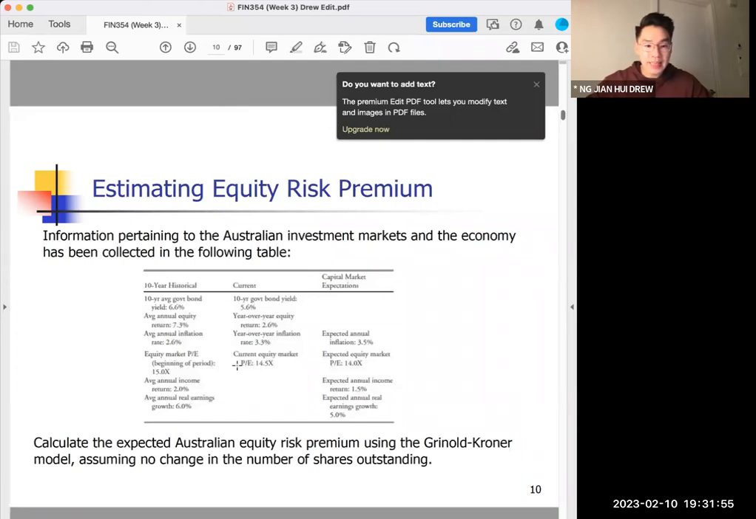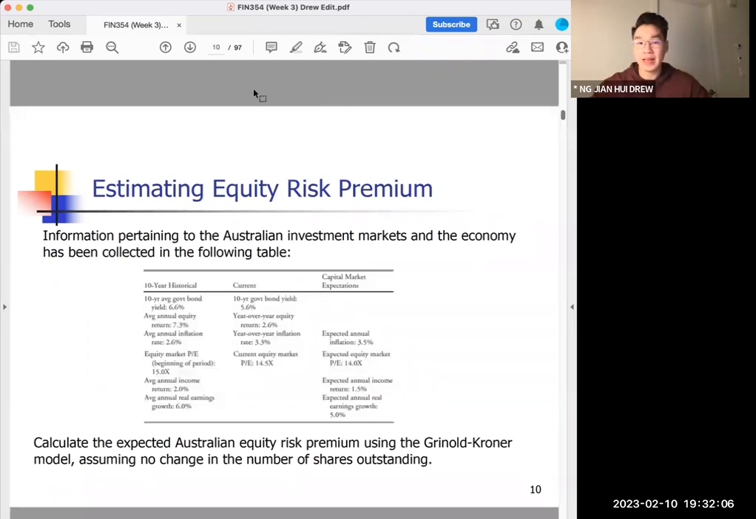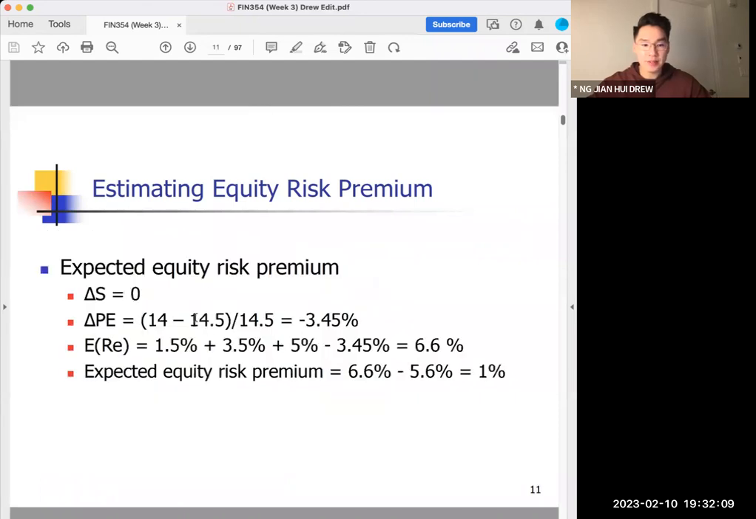So we know that the current PE is this, and the expected PE is this. So we know the change in PE. Basically, we just take the difference and divide by it. So we get this. And then from there, we can plug in all the required information for this formula.